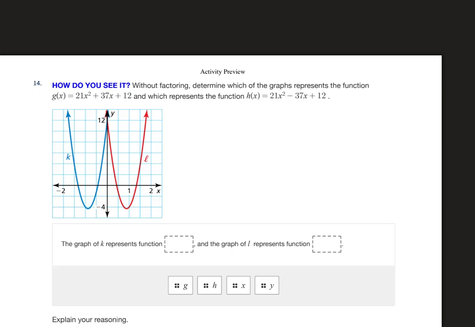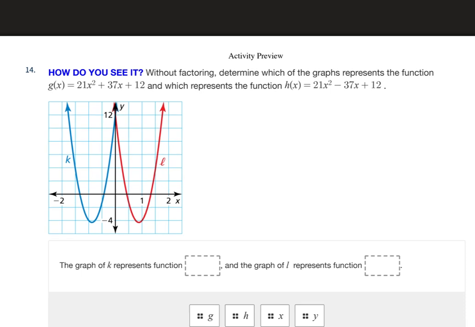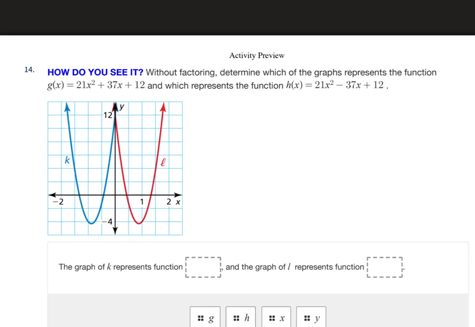Okay, without factoring, how could we determine which graph represents which function? Well, if we're not going to factor, then what I'm going to do is consider some important, easy-to-look-at things. For example, one thing that I would love to look at is the y-intercept, but I'm telling you, they're both intercepting at 12, and so there's the 12 there, there's the 12 there.